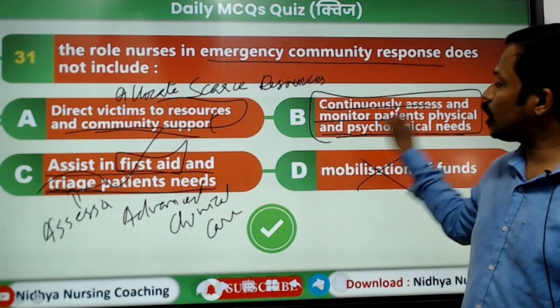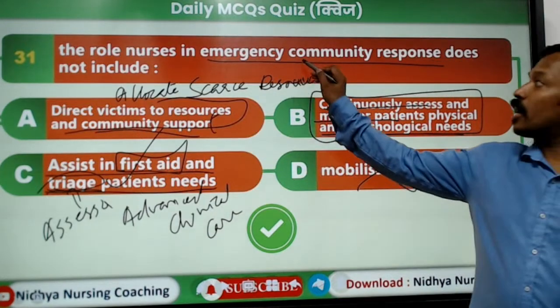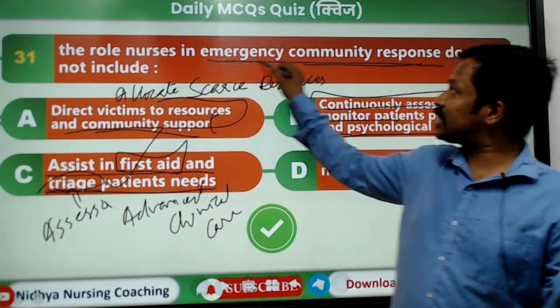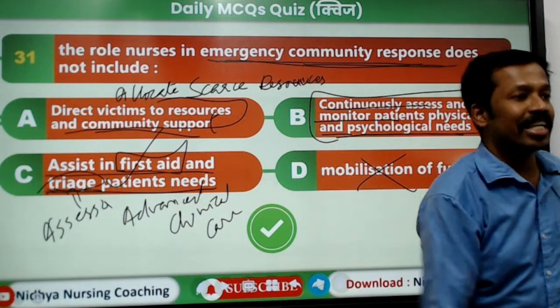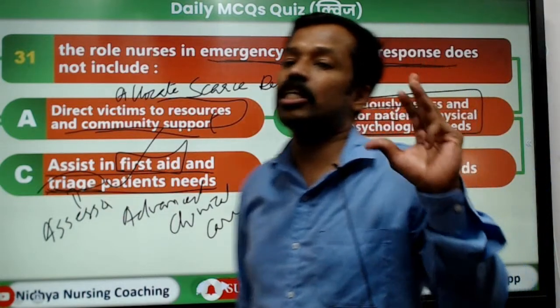So these are the roles of a community nurse in emergency community response of a nurse.